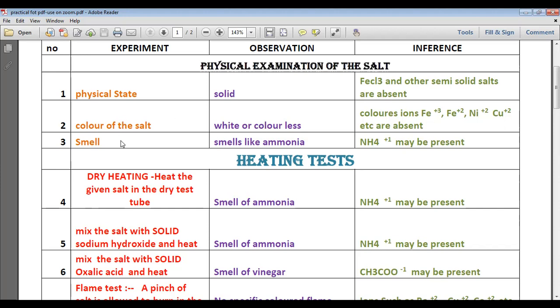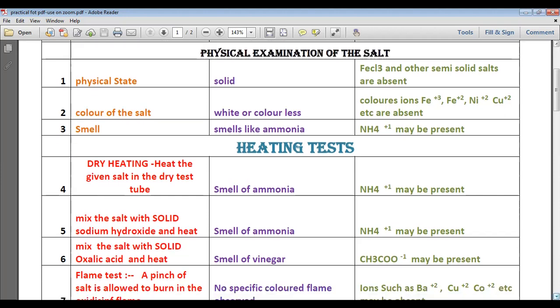Then we should look into the smell. When the salt that you have seen is smelled, it gives us the smell of ammonia. As we get the smell of ammonia, we can say that NH4 plus may be present.